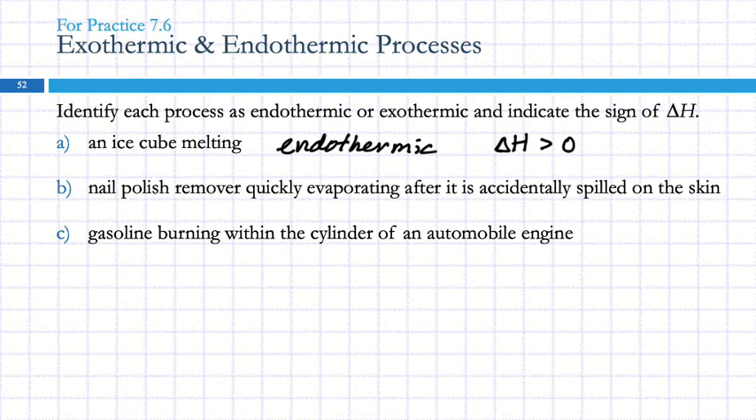Again, how could you make something evaporate more quickly? Heat it up. Okay? So this is also endothermic. Delta H is going to be positive. The heat energy is going from my hand into the nail polish remover.